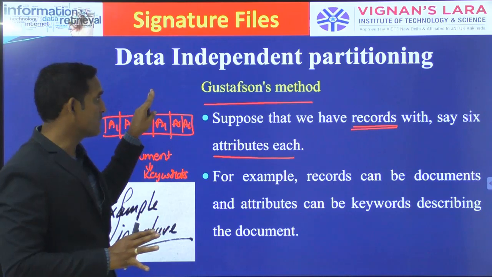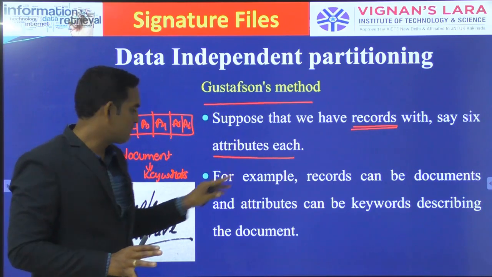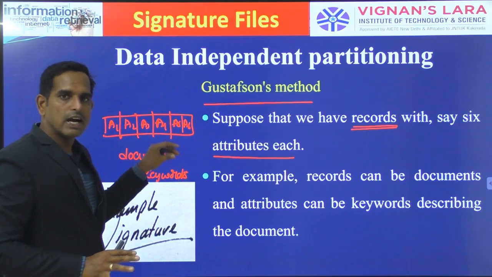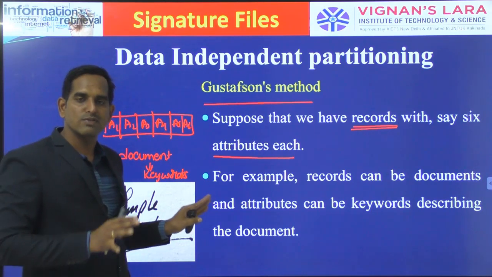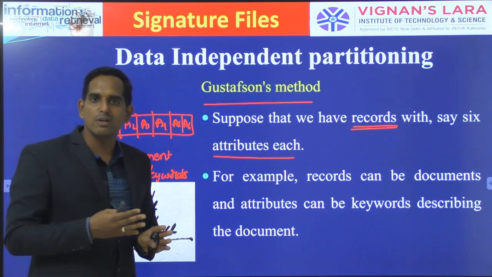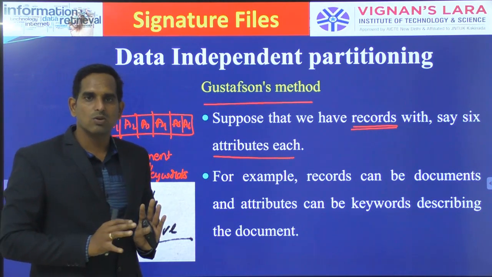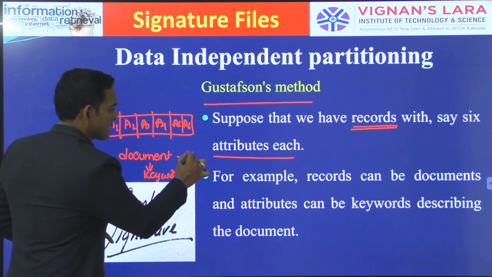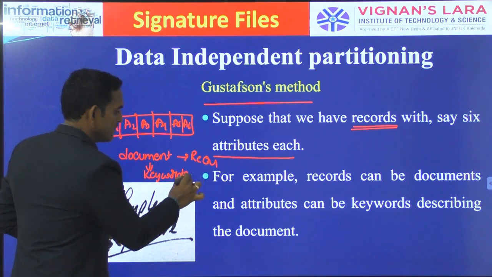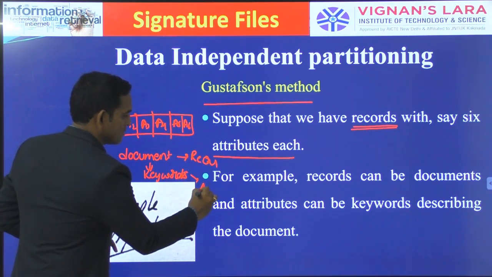This is the first step in your data independence case, where you take your document, and inside the document we will have a set of keywords. So each and every document you have will be described with a set of keywords. Your document will be treated as a record and your keywords will be treated as your attributes.